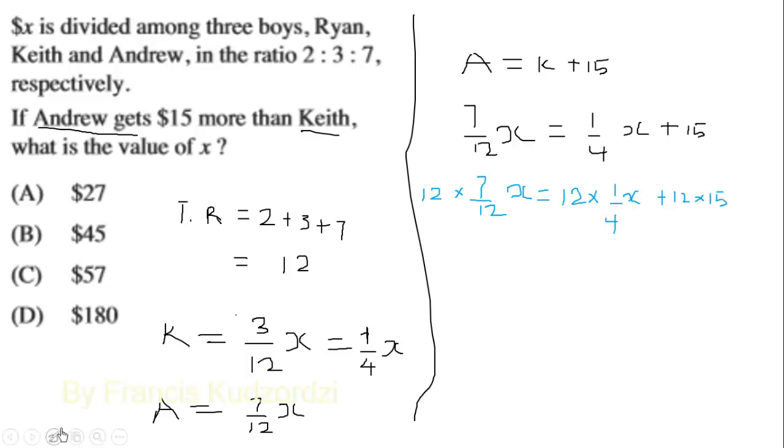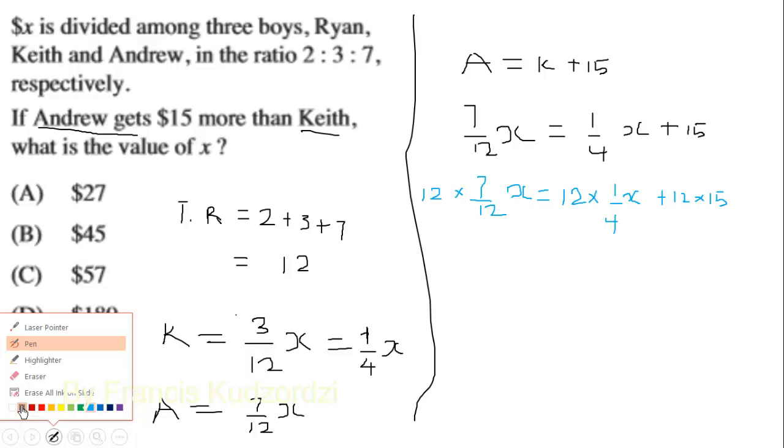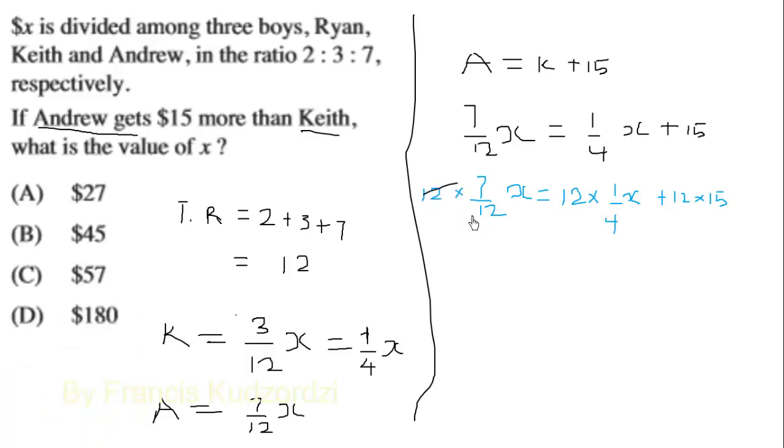Now let's cancel out. 12 cancels this. Then 4 goes here once, 4 goes here 3 times. So now let's simplify. We get 7x is equal to 3 times x is 3x plus 12 times 15. You don't waste your time multiplying yet. If you can multiply, fine. Let's keep it like this for now.